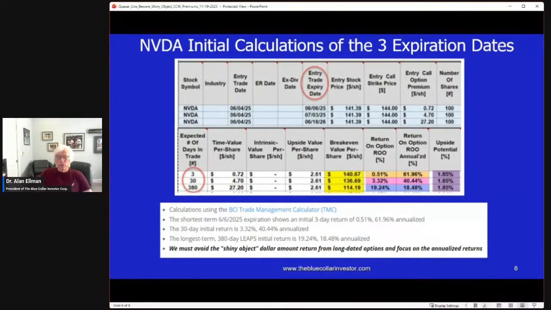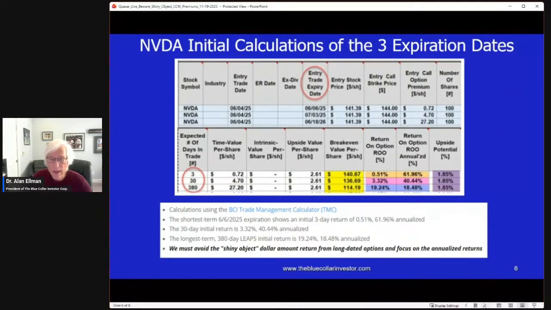Now, let's separate the men from the boys here, Steve. Let's look at the bottom section of the trade management calculator, and you could see circled in red on the bottom left are the number of days in the contracts, 3, 30, and 380. Now, if we take a look on the right side, let's go top to bottom, starting with the brown cells. So the brown cells tell us on that 3-day trade, we're going to generate a 3-day return of 0.51%. Doesn't sound that great, right? But it annualizes out to 61.96%. Those are the brown cells, the 3-day trade.